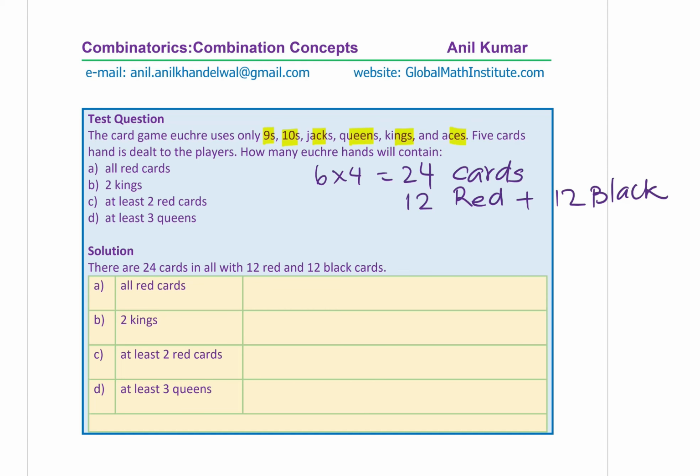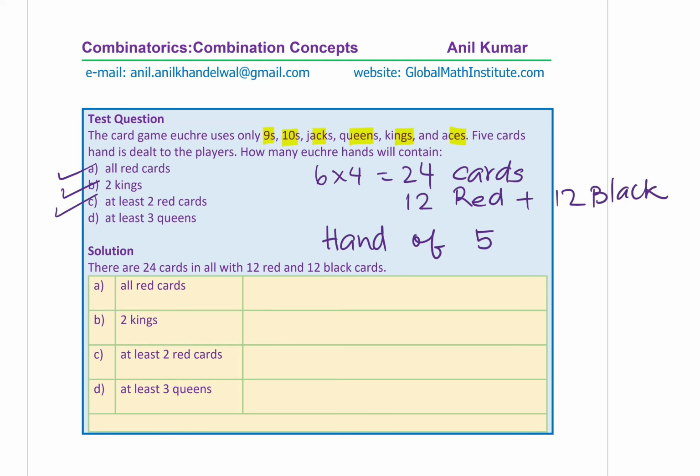Now, based on this, we have a hand of 5, right? So we have to select a hand of 5. Okay. First condition, all red cards, we have to select when we choose 5, all red cards. So what should be the condition when we choose 5? We need 2 kings in the hand. How many combinations are there for that?